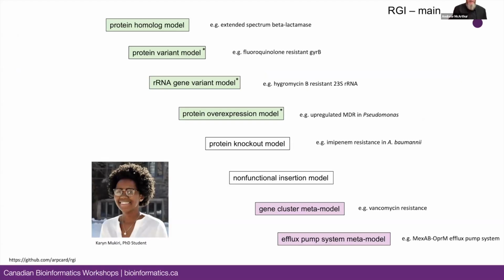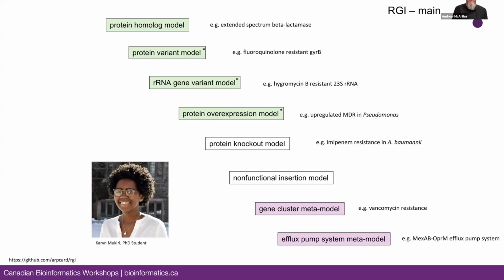So all the data in CARD, we curate everything, but you need to keep up on the software side, on RGI. We break everything down by models. There are 8 fundamental model types. I'm going to highlight, though, even though the data is in CARD, only 4 of those model types have software in the RGI software to support them. So the bottom 4, knockout, non-functional insertion, gene clusters, and efflux pump systems, RGI is not predicting those. It might predict the individual genes underneath of them, but not everything.